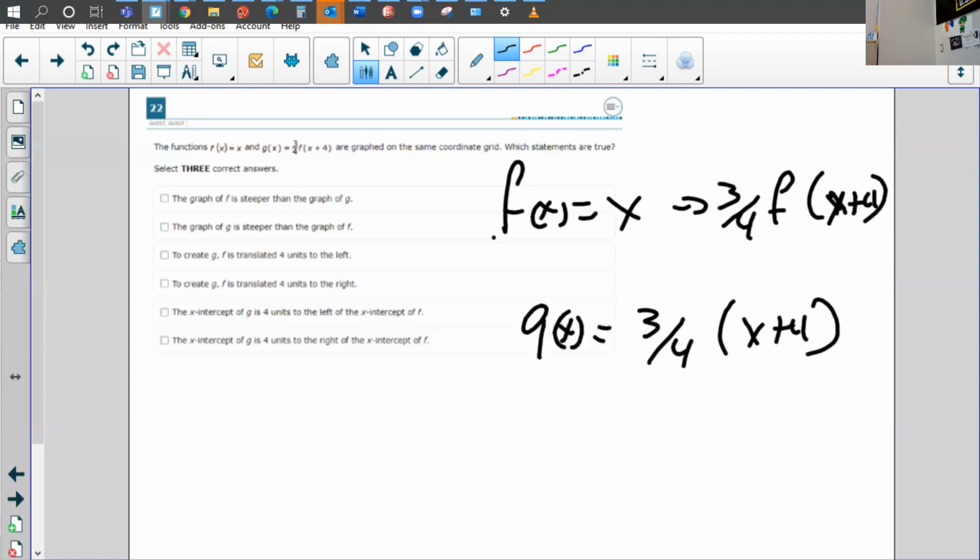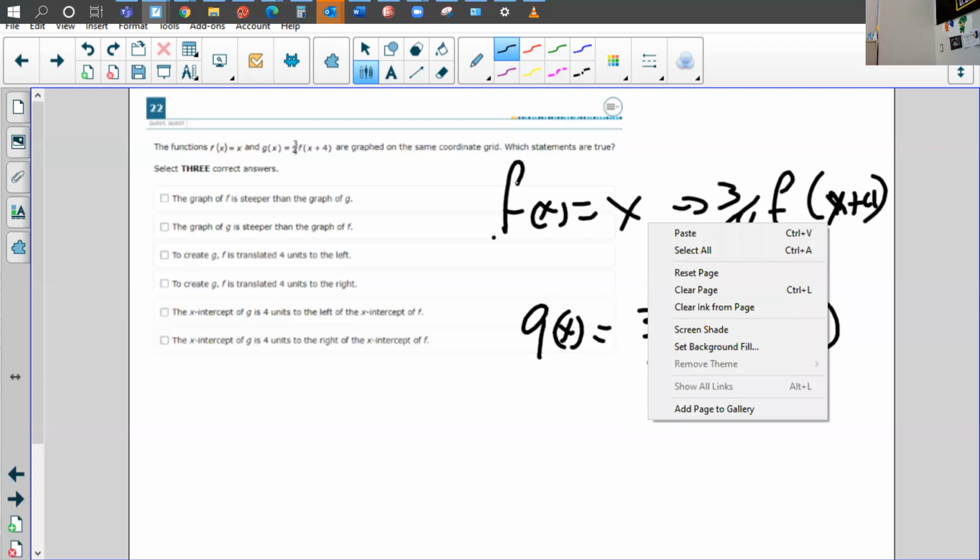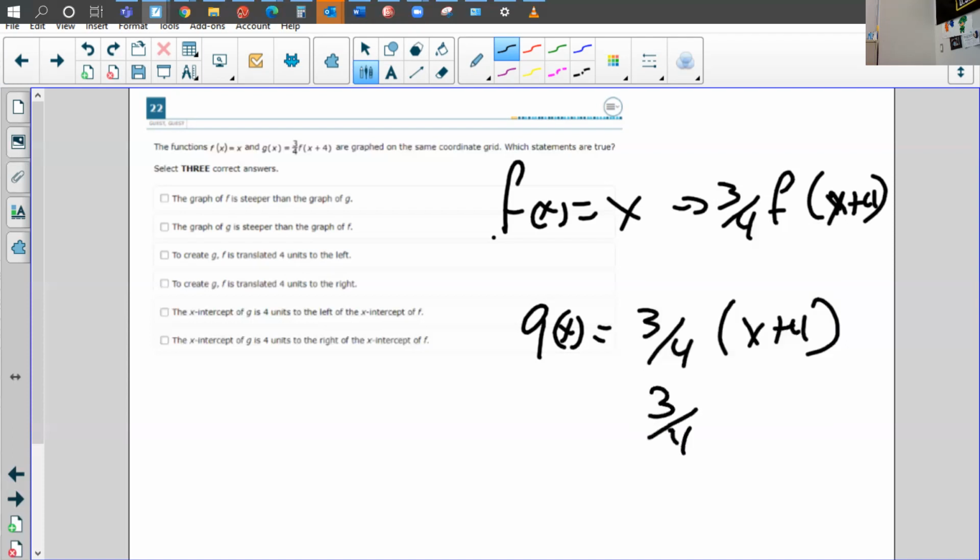If I distribute now, I'm going to have 3/4 of x, right? And what is 3/4 times 4? That is just 3. Okay. So if you graph this equation here and this equation, you'll notice that f of x has a steeper slope. You can graph them. I'm not going to graph it for you guys. Graph both of them, and you will see that this function has a steeper slope. So f is steeper than g.